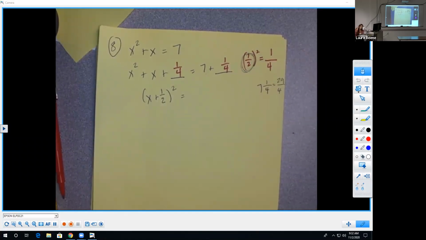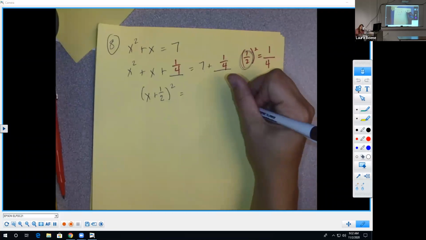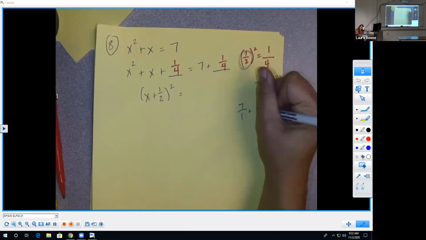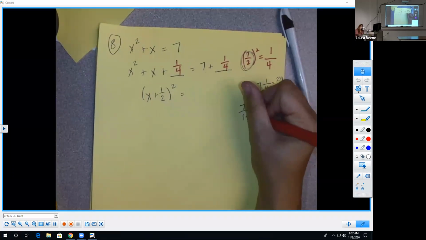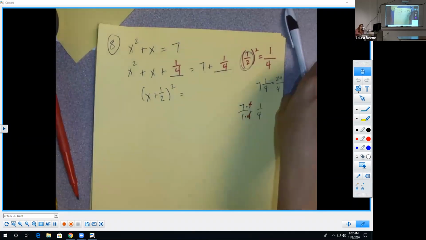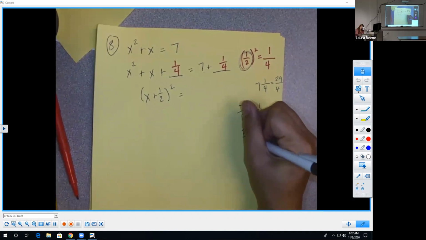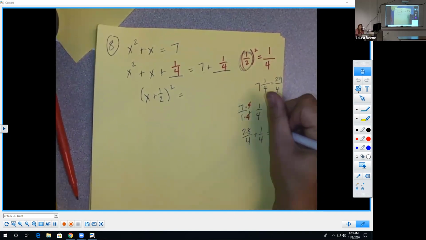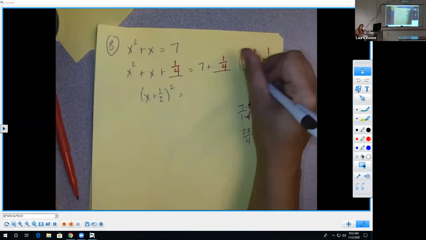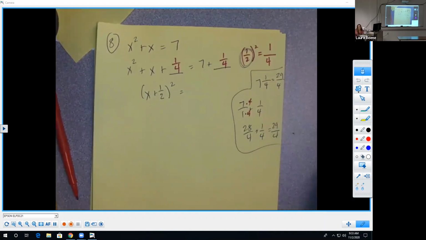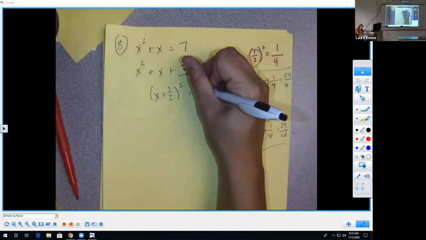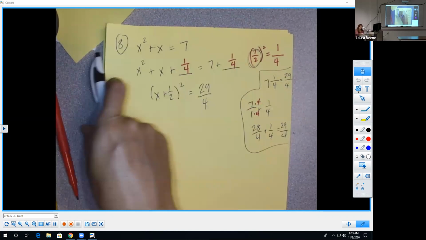Or the other way to do it is get a common denominator. 7/1 plus 1/4. What's my common denominator here? 4. So I have to multiply the first one by 4. So I get 28/4 plus 1/4 to get 29/4. I don't care how you do it. Just get that number one way or the other. So that number is 29/4.